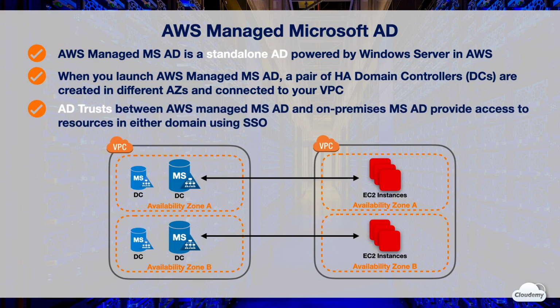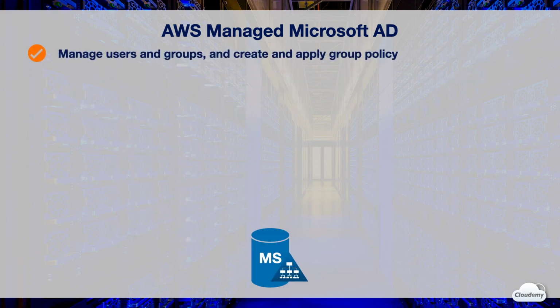You can configure AD trust between AWS Managed Microsoft AD and your existing on-premises Microsoft AD, providing users and groups with access to resources in either domain using single sign-on. Once you have created a directory, you can use it to manage users and groups, and create and apply group policy. AWS Managed Microsoft AD helps provide single sign-on to applications and services.